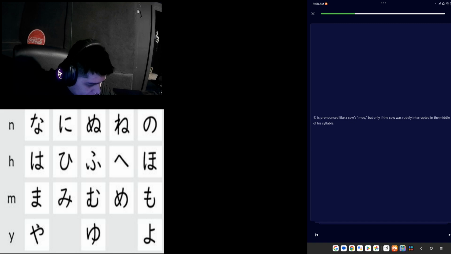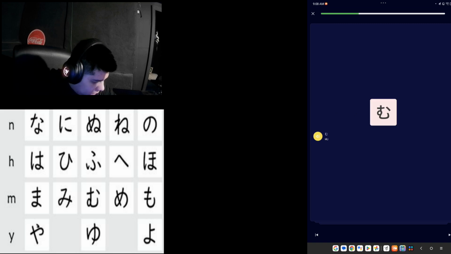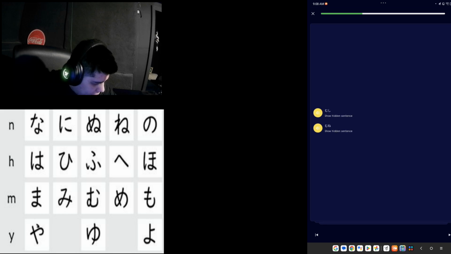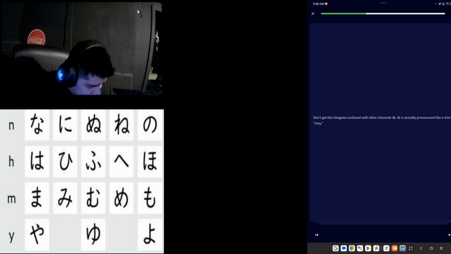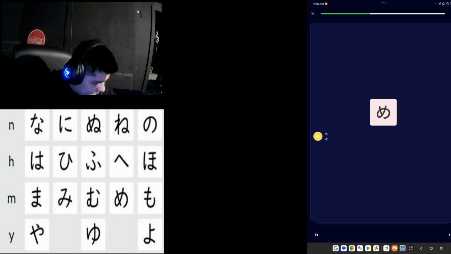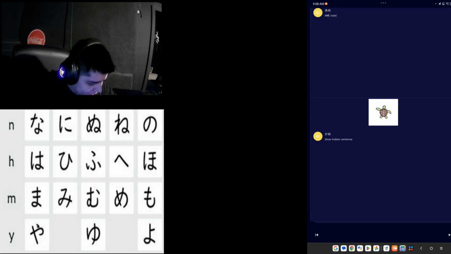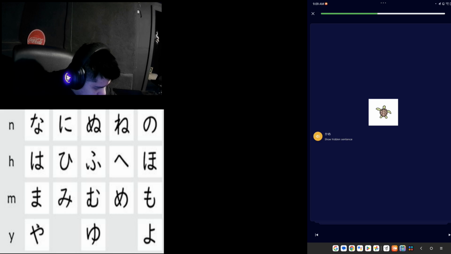Then this one's kind of pronounced mu, む. Mushi, 虫, and mune, 胸, bug and chest. Not to be confused with nu. This one is me. It's pronounced like a short me. Me, meh, 目, meh. Ame, 雨, rain. Kame, 亀, turtle.